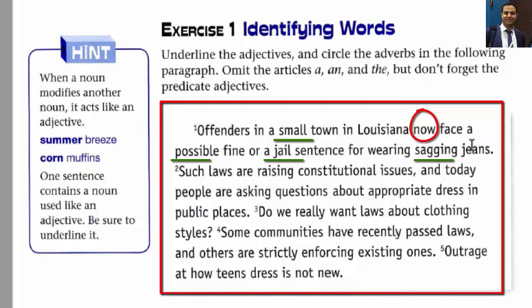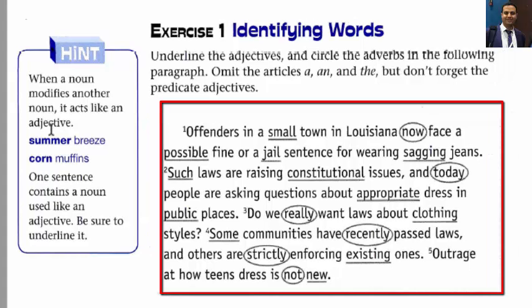You need to underline the adjectives and circle the adverbs, and don't forget the predicate adjectives. Stop the video, think of your answers. Here are the answers. Check your answers and give yourself a mark. The mark should be out of 17 because we've got here 17 adjectives and adverbs.